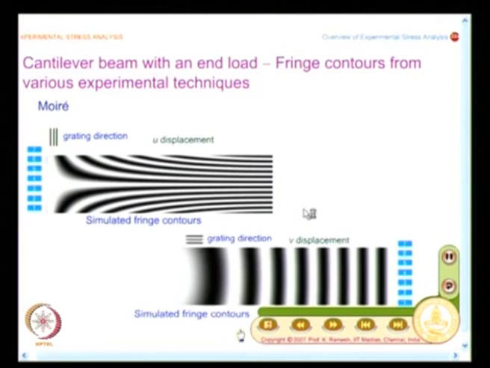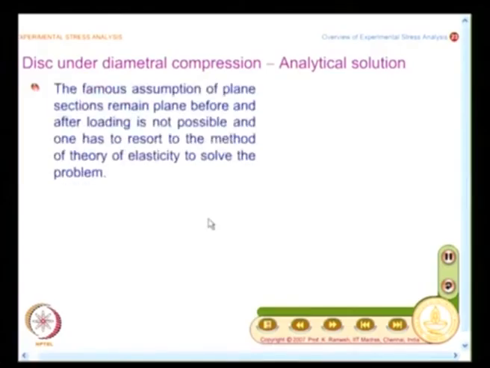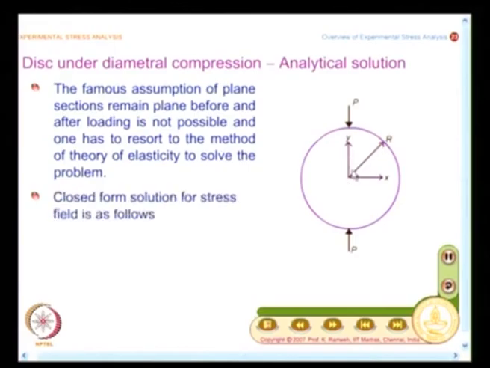Now, the next problem is we move on to disk under diametral compression, and that is what is shown here. I have the disk and the center of the disk is taken as the origin. I have x and y coordinates, and r is the radius of the disk. I have a diametral load P which is acting on it, and we will call this diameter as either capital D or small d. And for this problem you have a closed form solution from theory of elasticity.